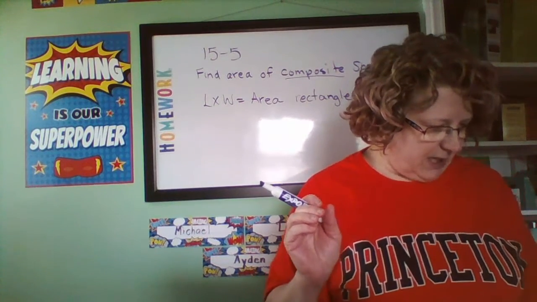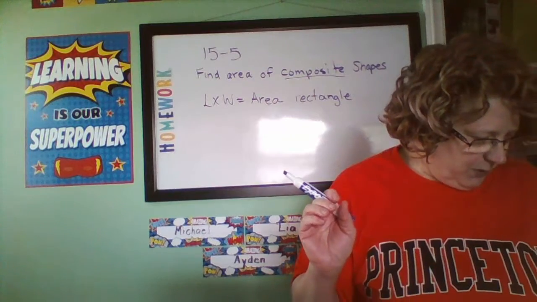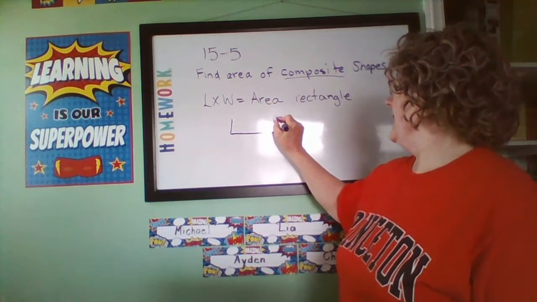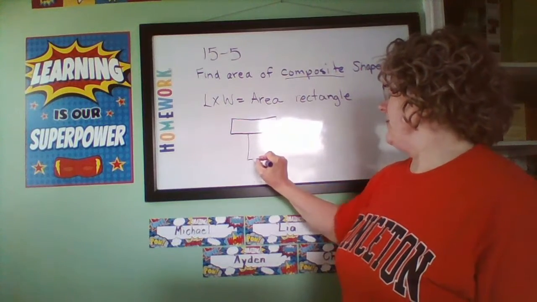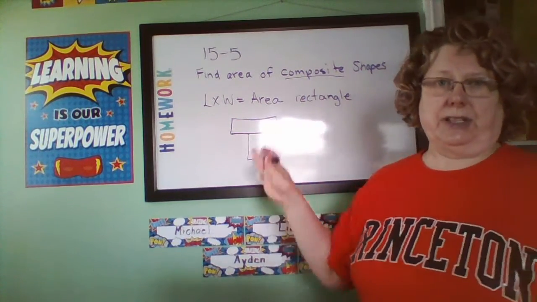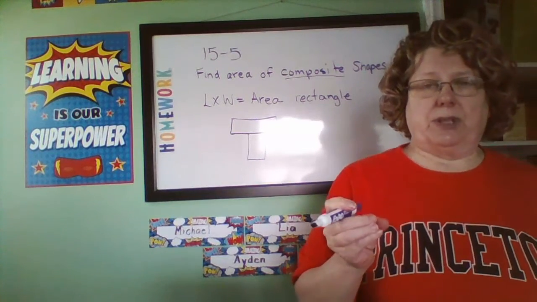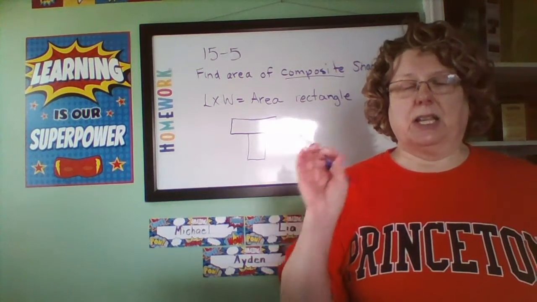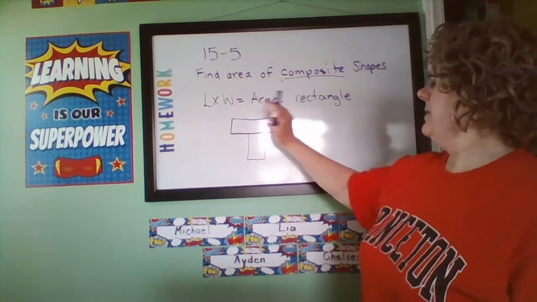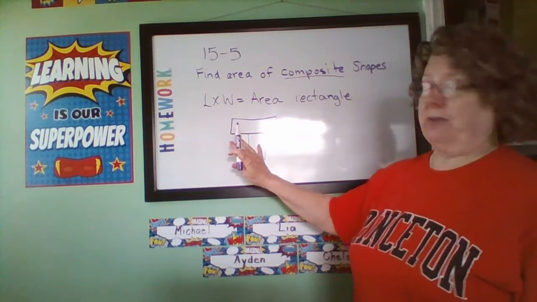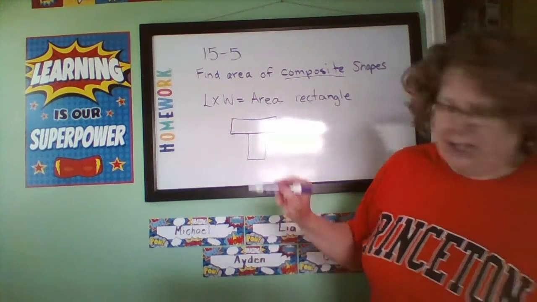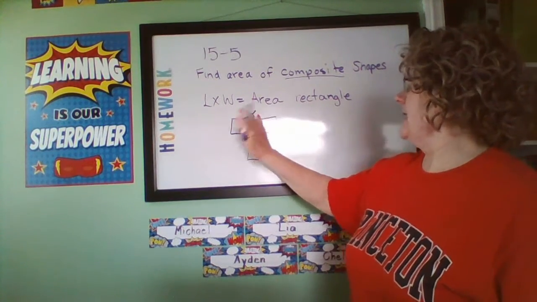So if you look at page 322, the first one looks like a letter T. Now, we do not have a formula for figuring out the area of a letter T shape. So what we have to do is break that shape into two rectangles, and then we can use our formula that we already know for the area of each of the rectangles, and then we are going to add those together.